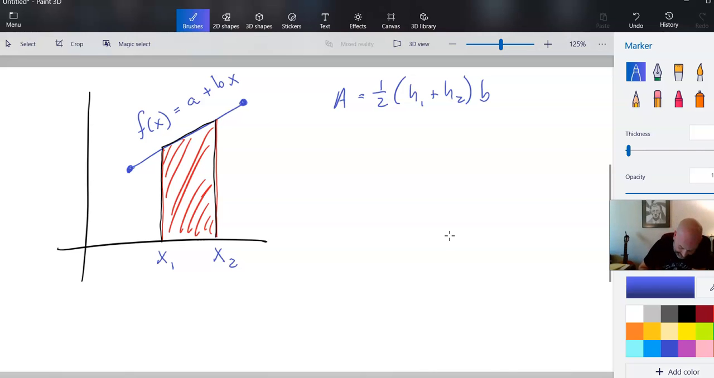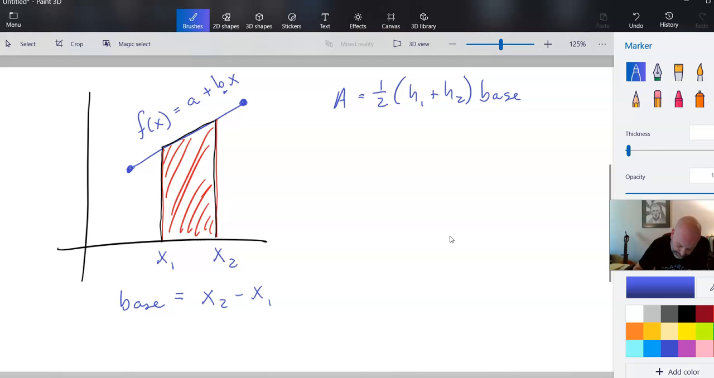So the base, and I'm not using b because I don't want to confuse it with the slope up here. I'm just writing the word base. In fact, let's write it in here so it's not confusing. The base is always going to be the second x value minus the first, right? That's the size of the base.